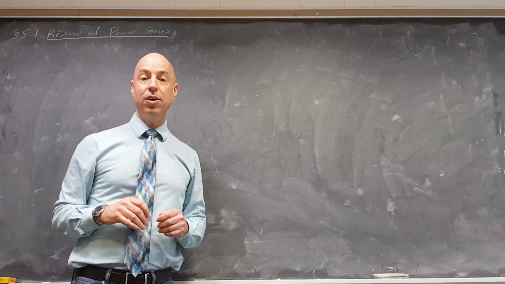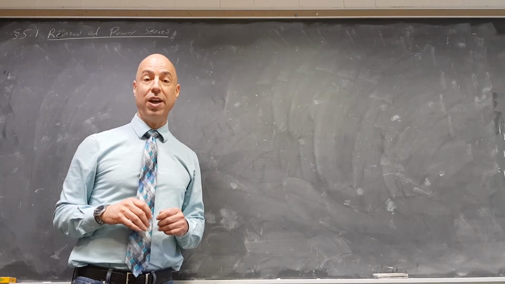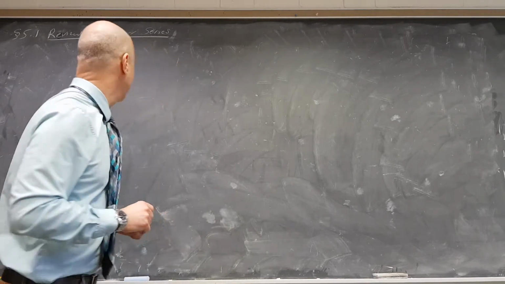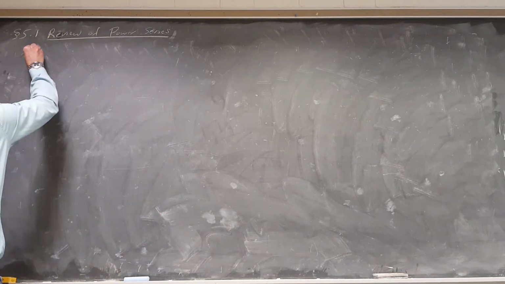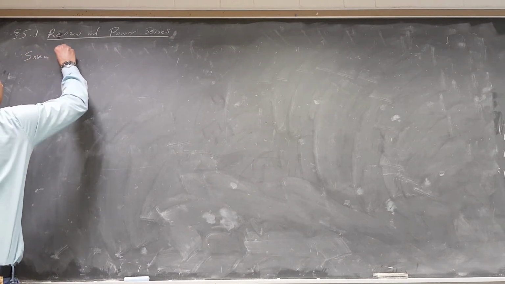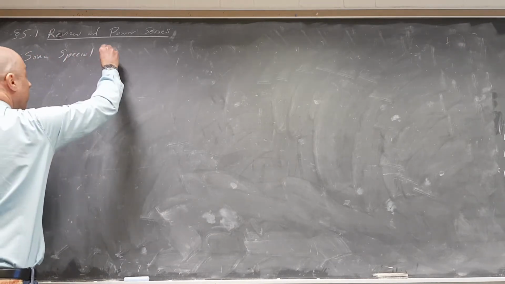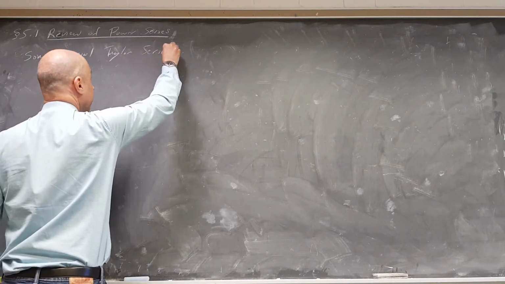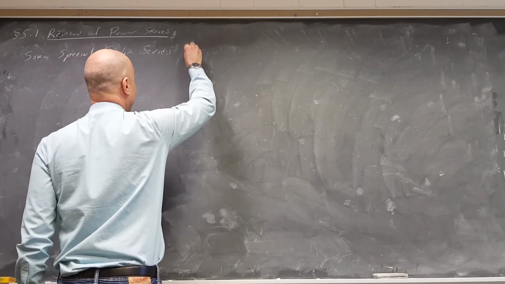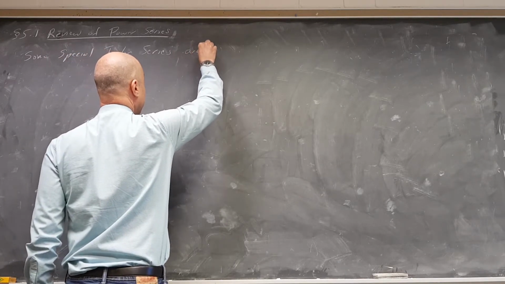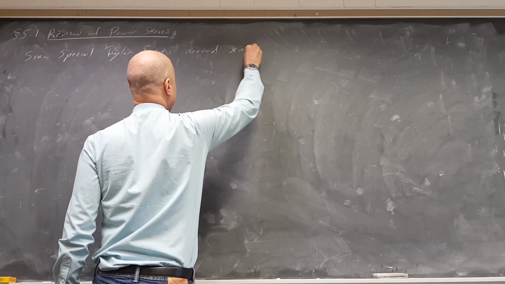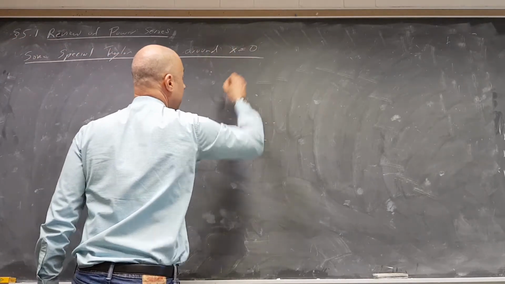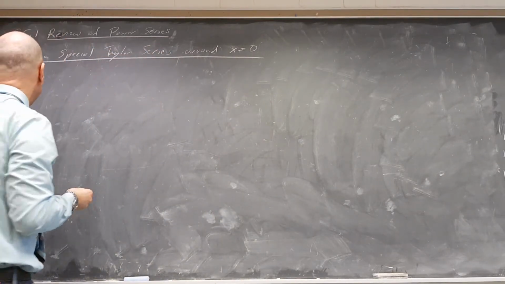Now there are some special Taylor series that I'd like you to commit to memory, and the e to the x one is one of them. So let me just review that. So some special Taylor series around x equals 0. And the first one, as I said, is e to the x.